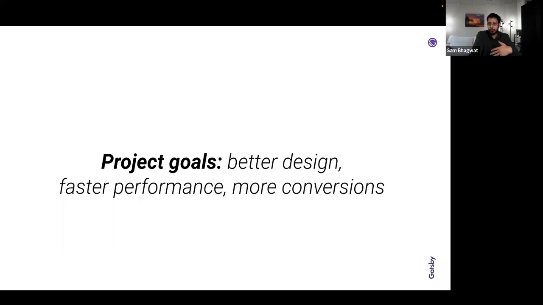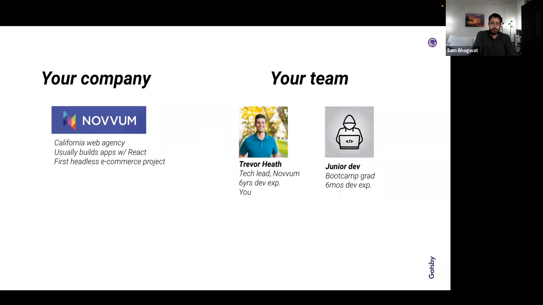The idea is they come to your agency and say, hey, we want better design, we want faster performance, we want to improve conversions beyond the baseline. So you're the California-based web agency. You typically build apps with React, but this is your first headless e-commerce project. You've got this experienced tech lead, Trevor Heath. So you're Trevor, and Trevor is working alongside a junior dev who's just a few months out of boot camp. And so that's your project team.